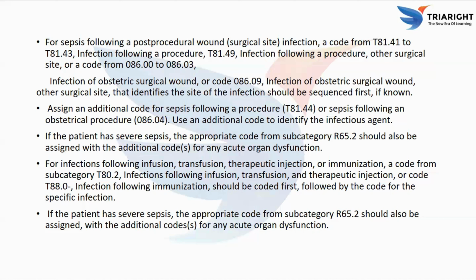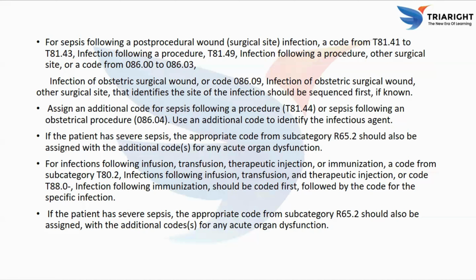These codes must be sequenced first because they identify the cause of the sepsis. If a patient develops sepsis due to an abdominal surgical wound infection after an appendectomy, the principal diagnosis is T81.42, which refers to infection of the abdominal surgical site.